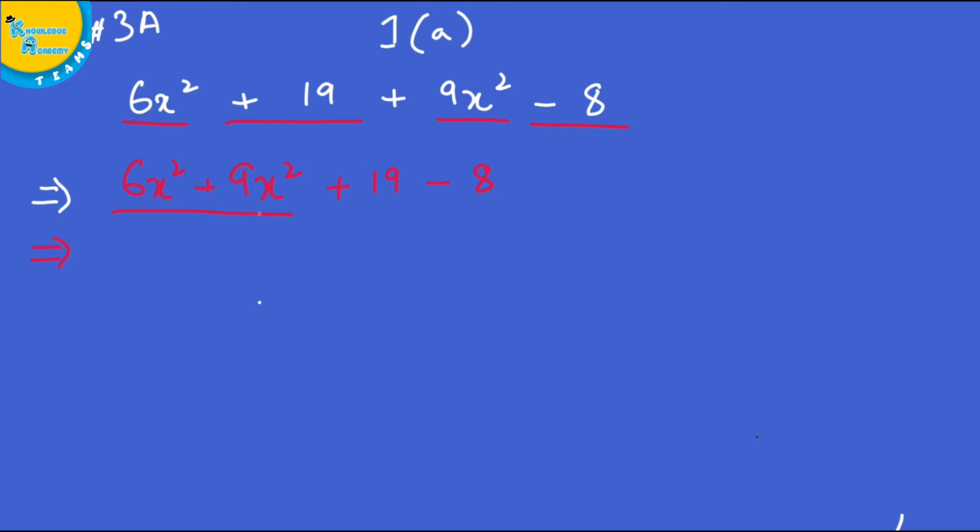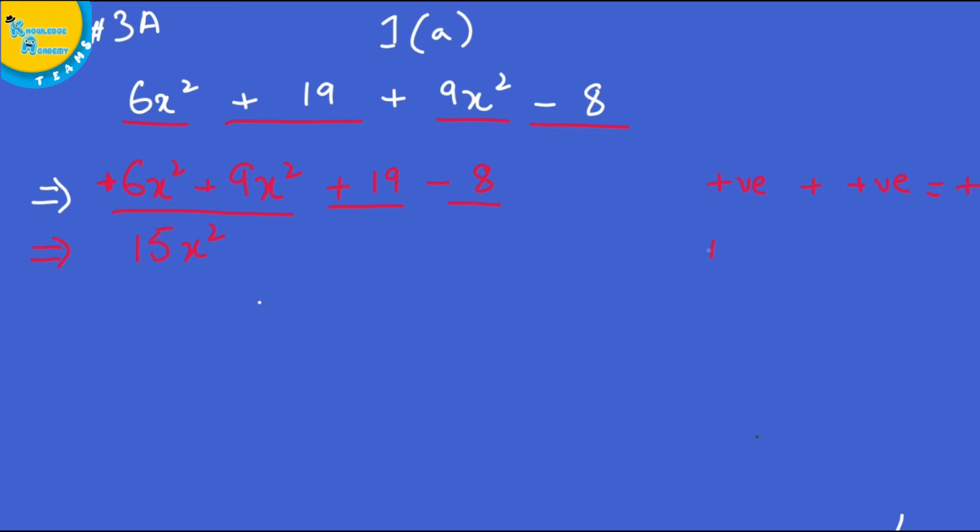9x squared plus 6x squared, and we know that both of these terms have the positive sign. If a sign is not mentioned, it means positive. Since both of the terms have the positive sign, I have told you the sign of the final answer will be positive and the operation will be addition. So 6x plus 9x is 15x squared, and here again 19 minus 8.